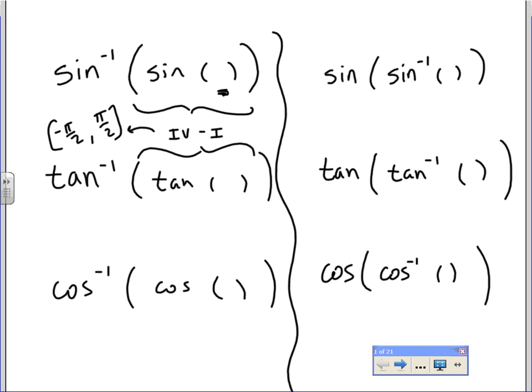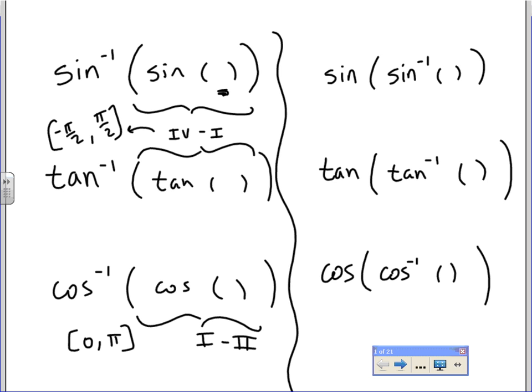Now, for cosine, or inverse cosine here, the quantity of cosine of whatever has to lie in the first or the second quadrant. A different way to write that is that it has to lie from 0 to pi.